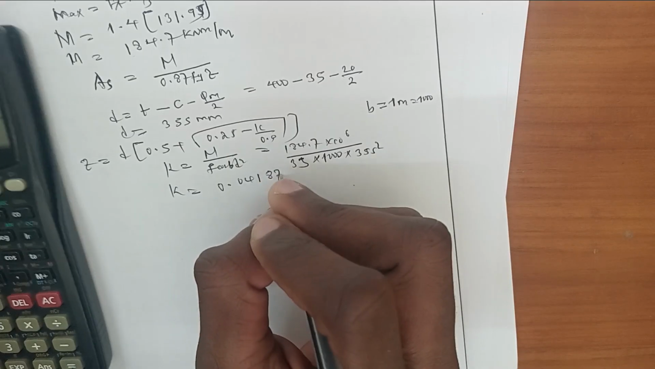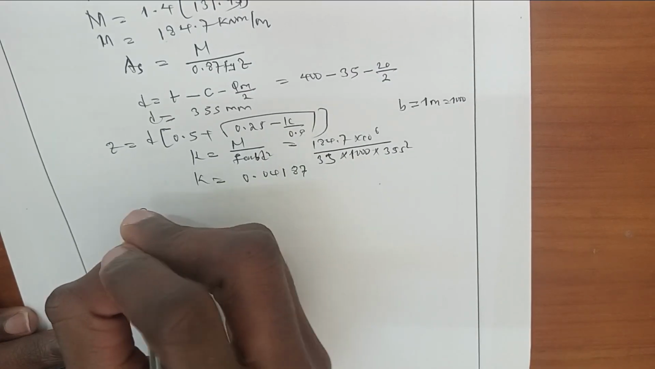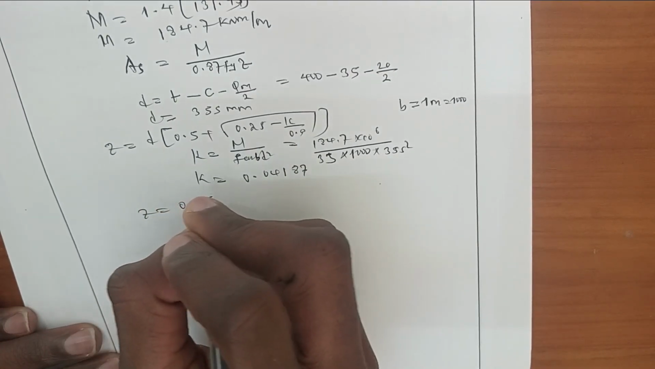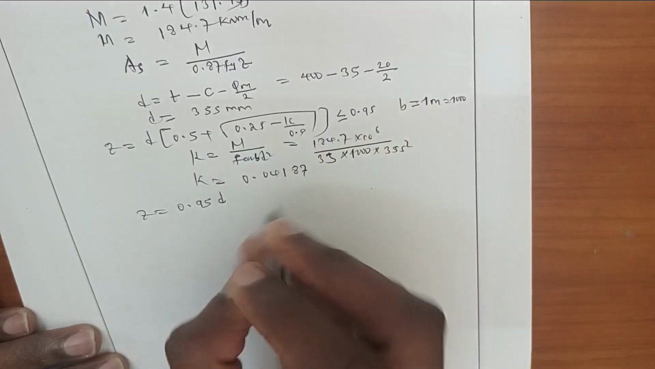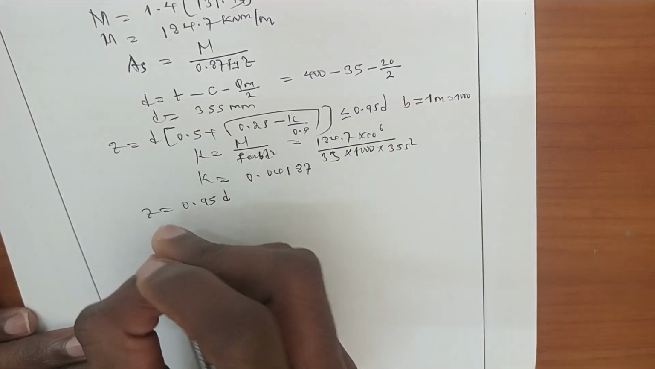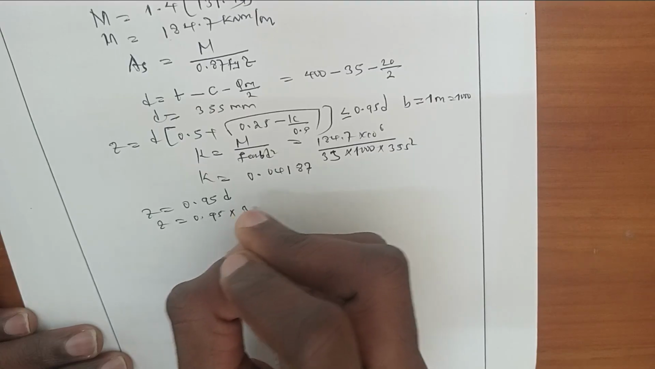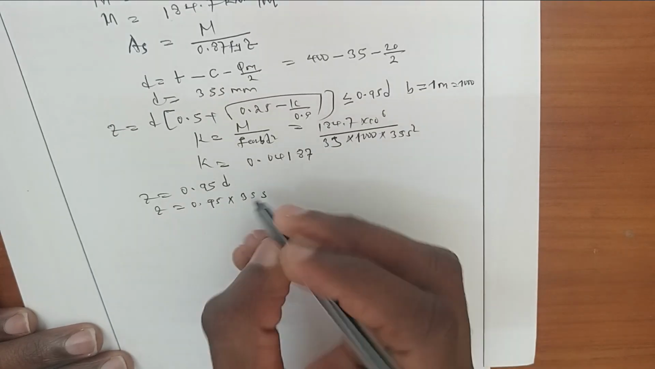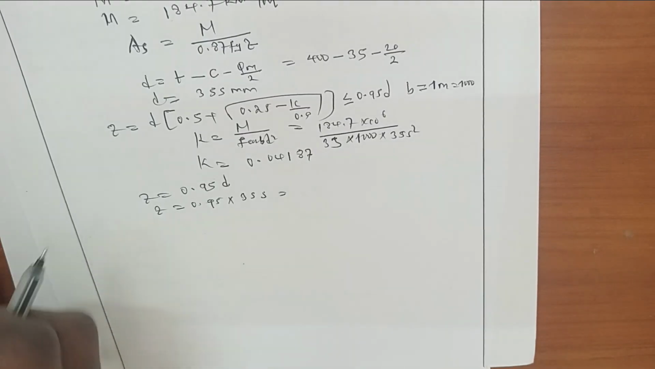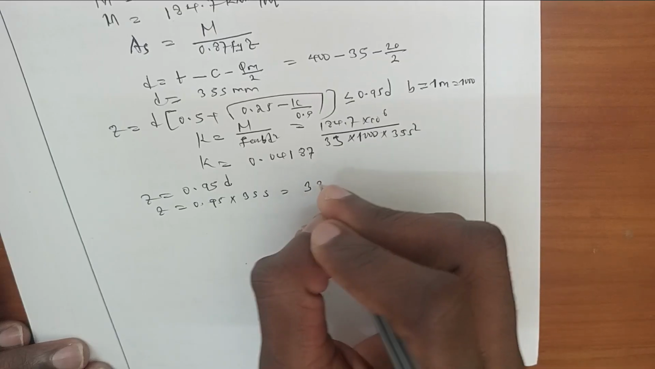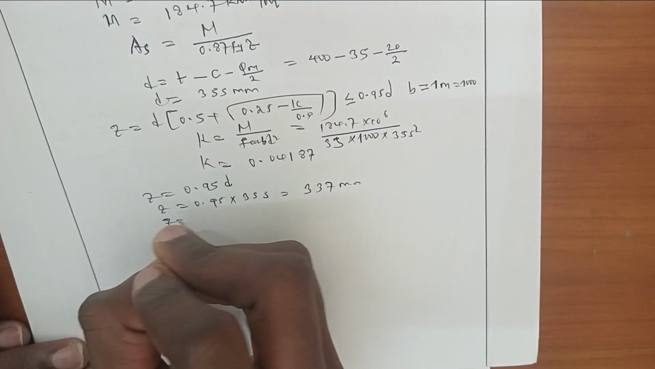It will be equal to 0.048. Now, if you substitute this value into this formula, the value of Z will be equal to 0.95 times effective depth. This should be less than 0.95 times effective depth. So the value of Z will be equal to 0.95 times effective depth, which is 355. It will be equal to 0.95 times 355. It will be equal to 337 millimeters. This is the value of Z.